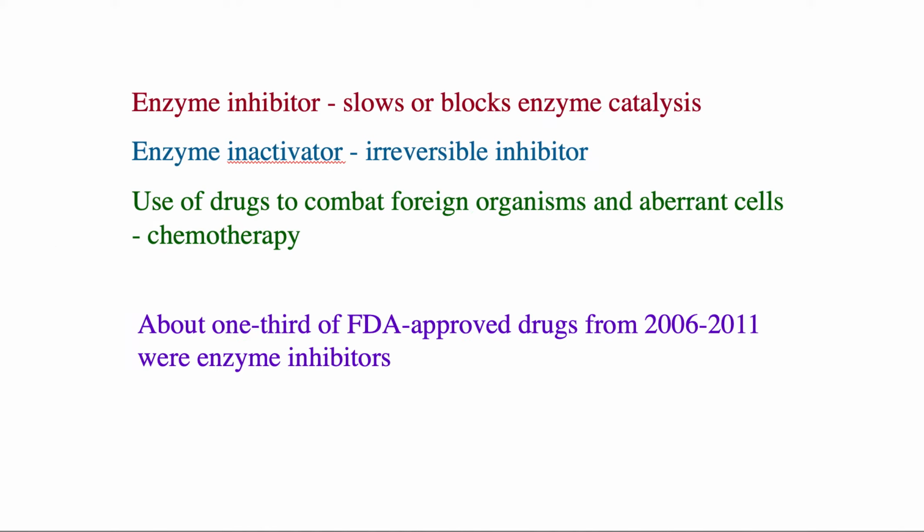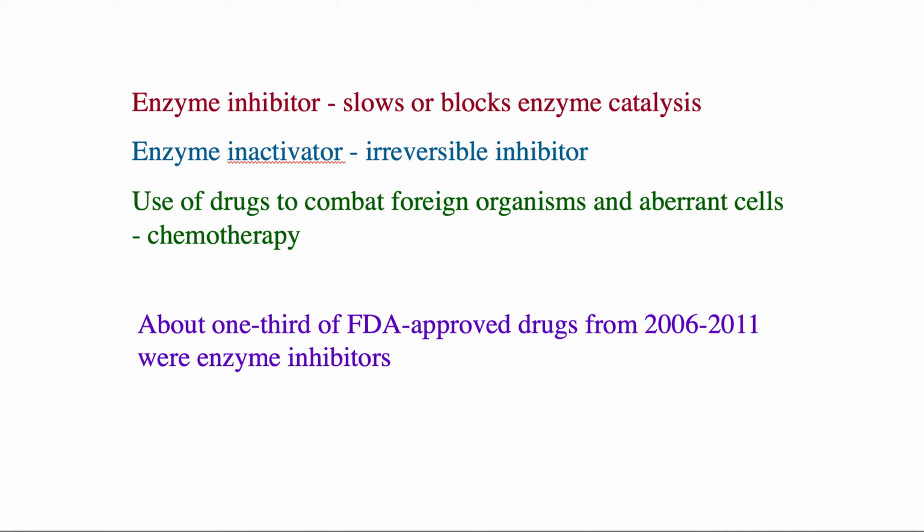So we're going to go through a couple of different definitions here. Enzyme inhibitors are something that slows or blocks catalysis, but it's reversible. So it either blocks it altogether or it slows it down, but either way, it's a reversible interaction with the enzyme. And that's in contrast to an enzyme inactivator. And so that's an irreversible inhibitor. That's something that irreversibly interacts with the enzyme.